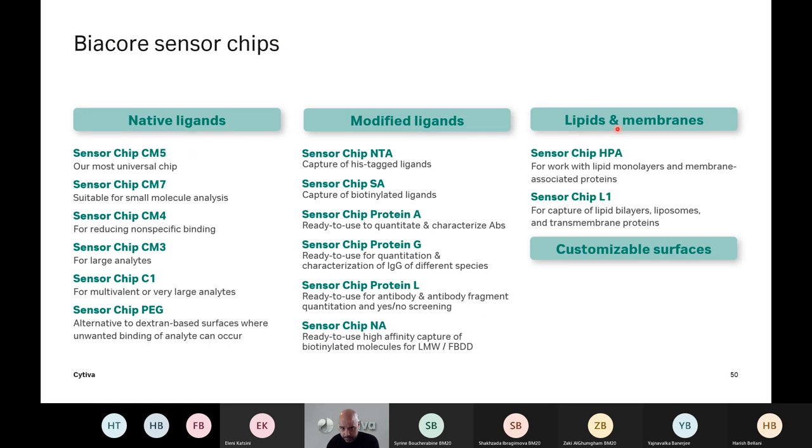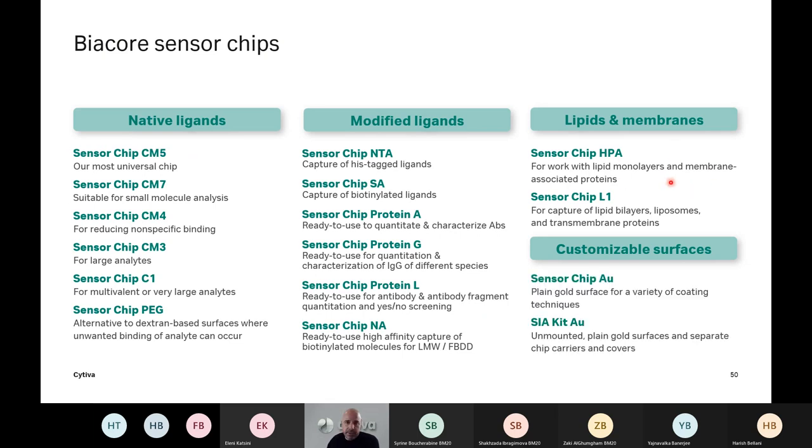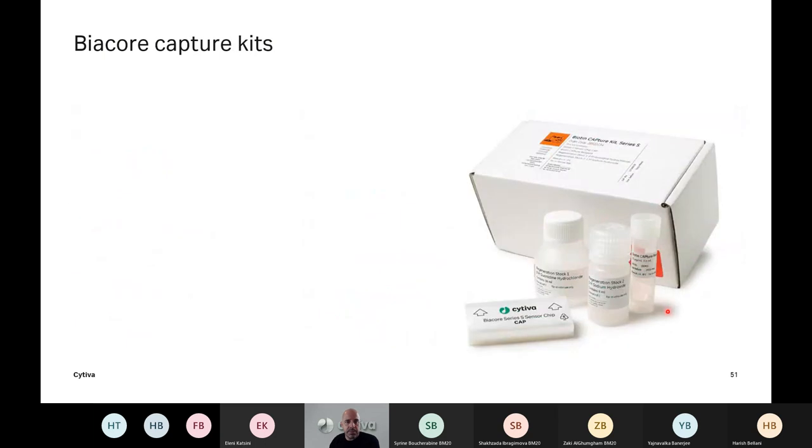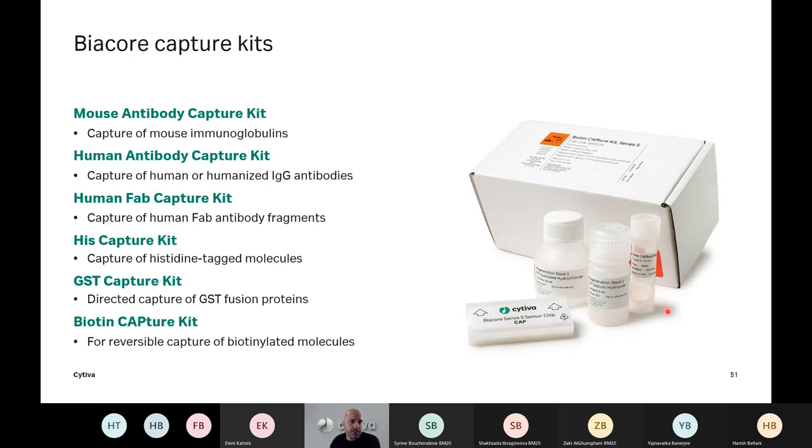But we have also sensor chips developed to study lipid and membrane associated proteins, and finally totally customizable surfaces that consist basically of the gold surface that we can modify as we like. Moreover, we have a series of capture kits to facilitate the studies, so we don't need to spend time finding the best conditions for the attachment of the molecule to the surface. So we have a series of antibody kits to attach mouse antibodies, human antibodies, or histidine tag proteins, or biotin tag proteins on the chip.